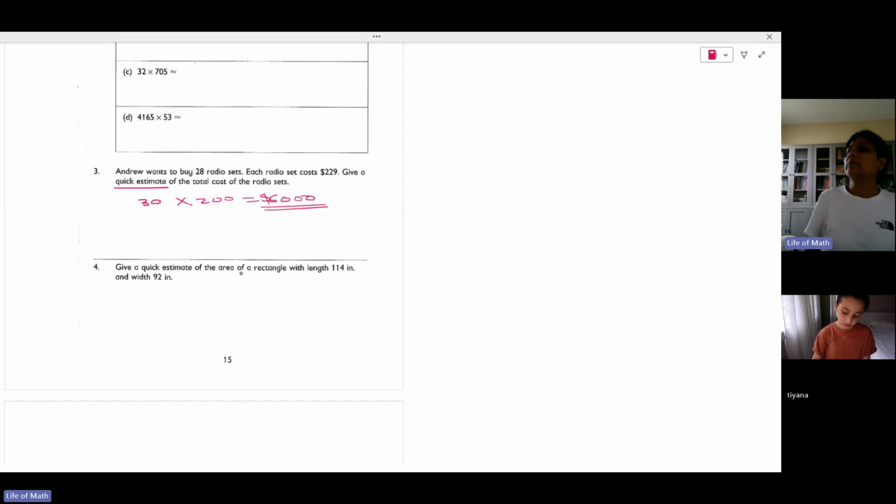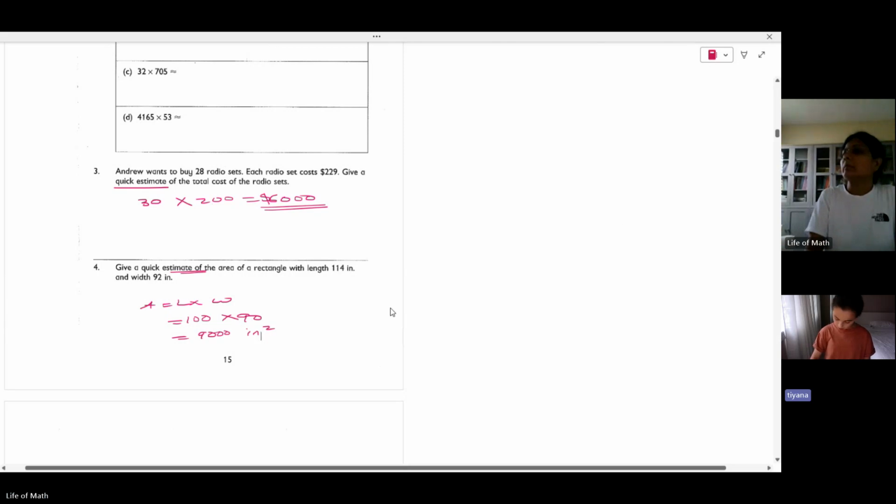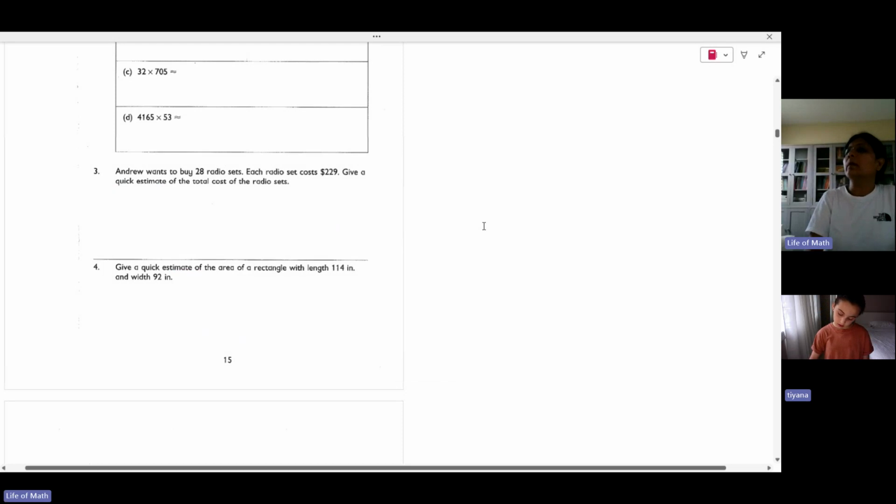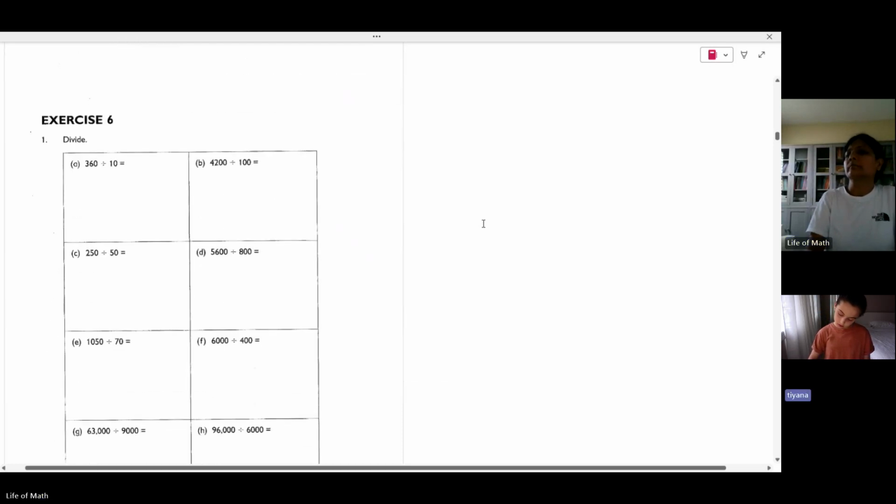Give a quick estimate of the area of a rectangle with length of 144 inches and width of 92 inches. Area is equal to length times width. Length can be down to 100, and this one to 90, and that will be 9,000 inches squared. Question? Nope, just let me write it down. 9,000. Let's move on.